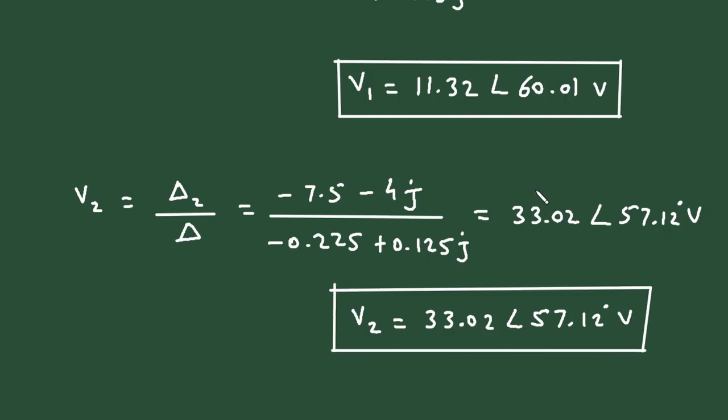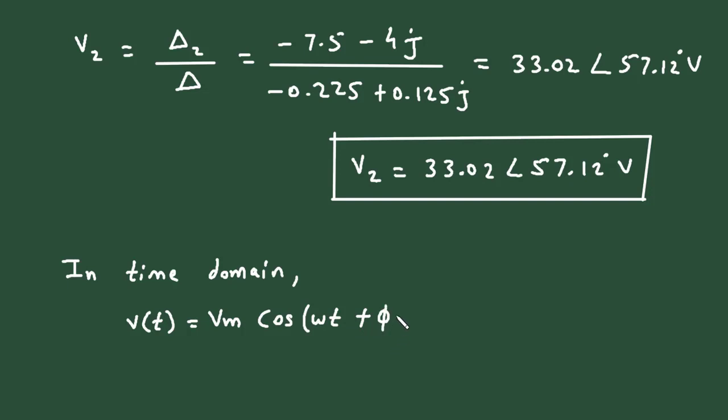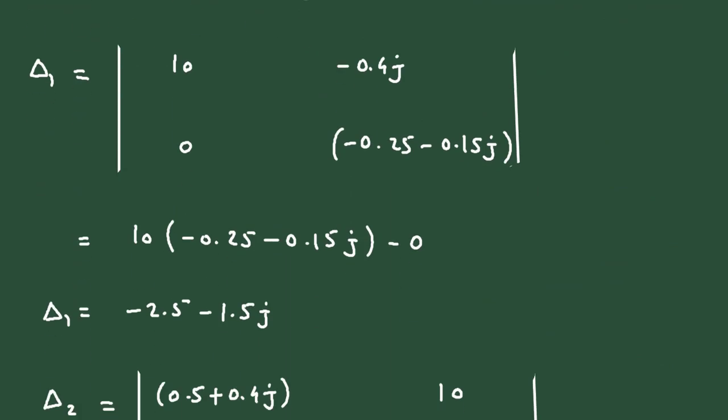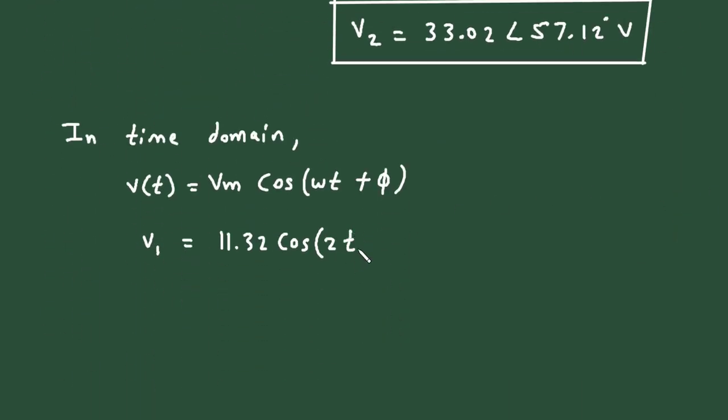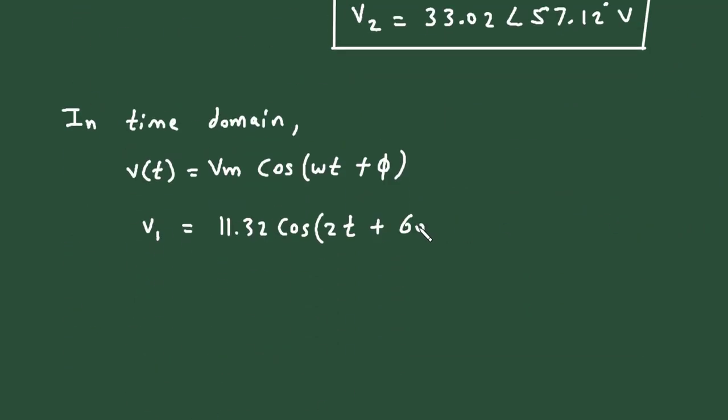So these values are in phasor domain. Let's convert them into time domain. In time domain, v of t is equal to Vm cos(omega t plus phi). So v1 is equal to 11.32 cos. The value of omega we already got: it is 2 radians per second, so the omega value will remain the same. So 2t plus phi, where phi is 60.01 degrees, and its unit will be volt.